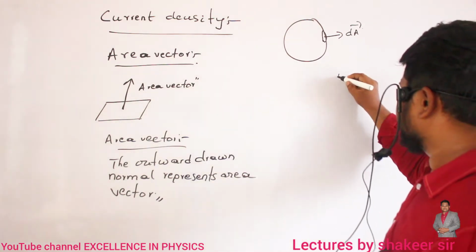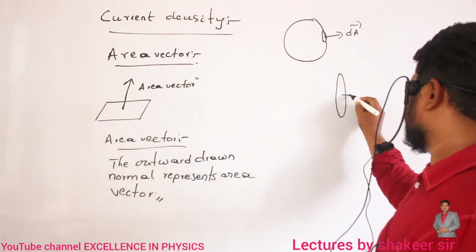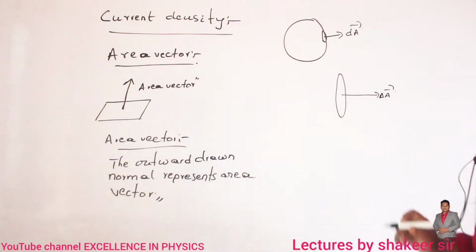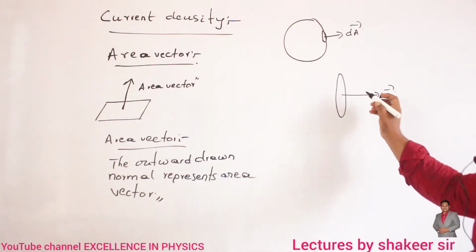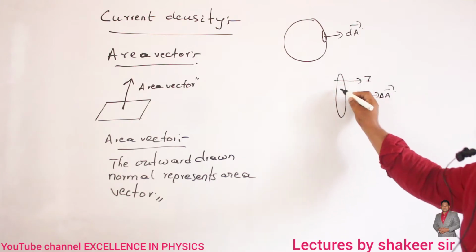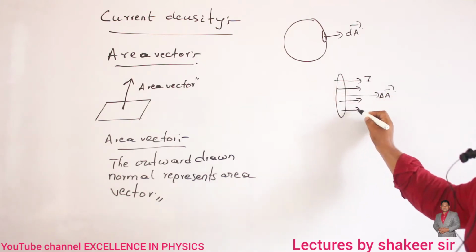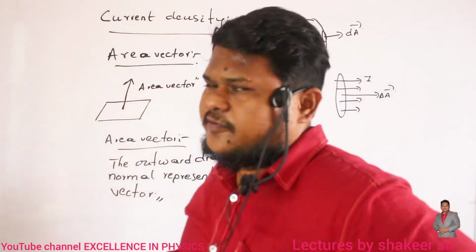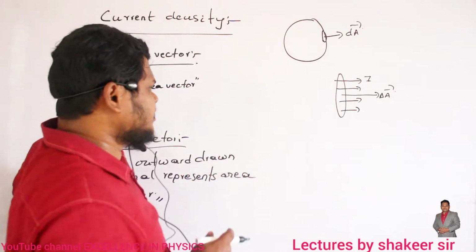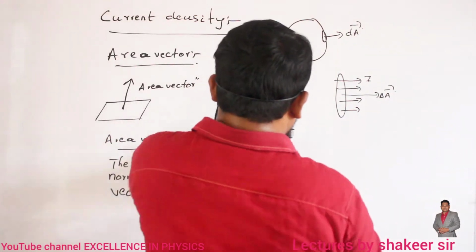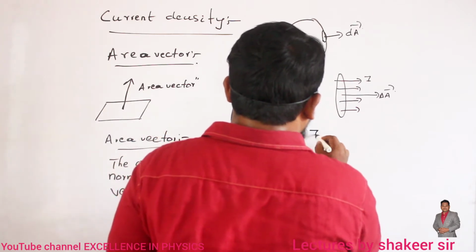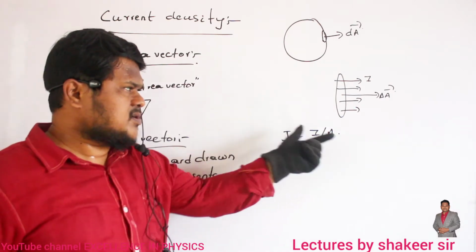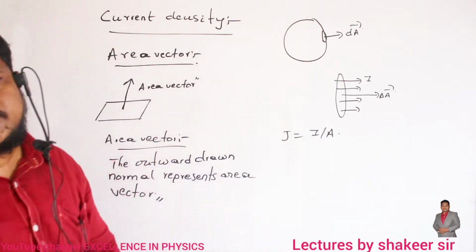For example, if this is the surface whose area vector is A dash, or you can call it delta A dash, the small area. Now if current is flowing like this, parallel to the area vector, then how can I define current density? In this condition, current density J is equal to I by A. The total amount of current crossing this cross section is called current density here.